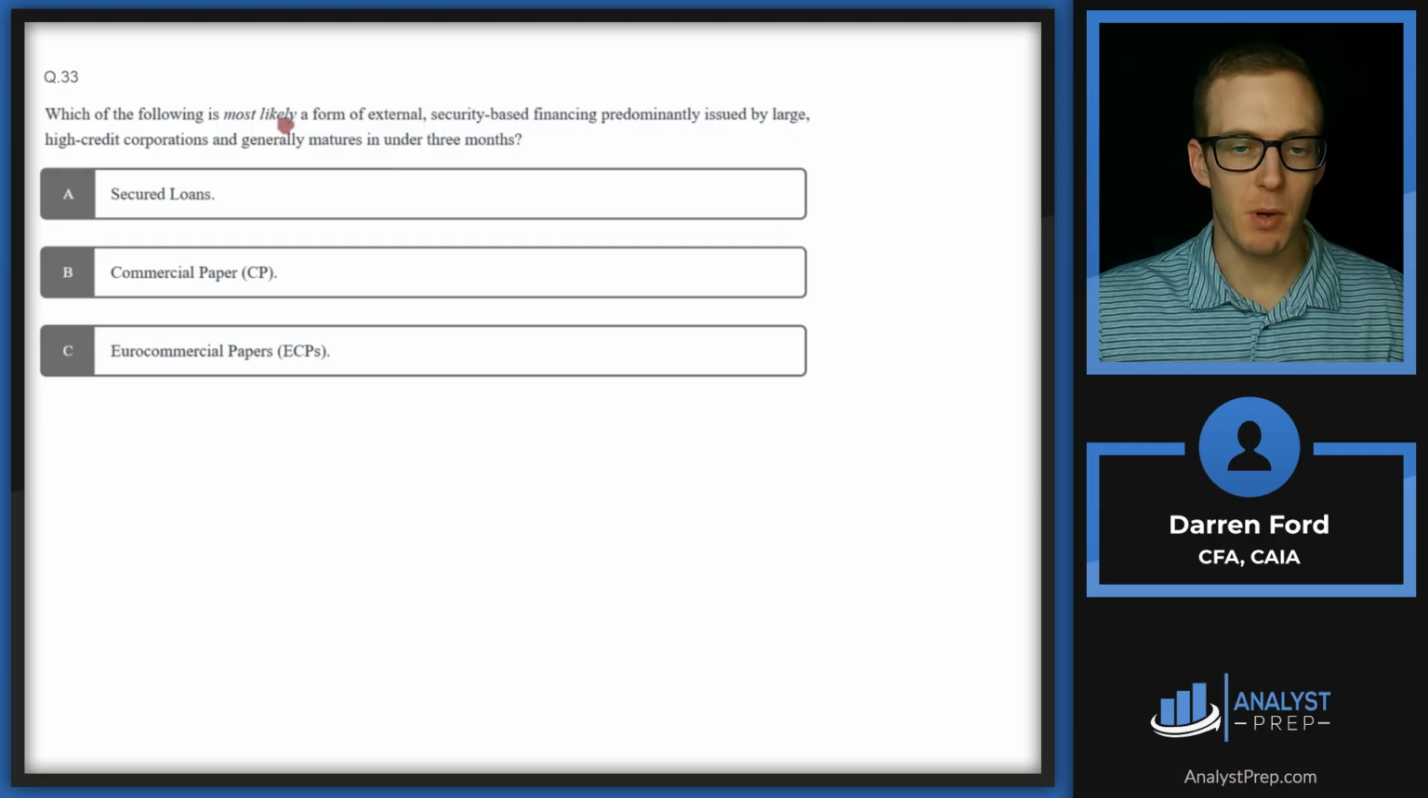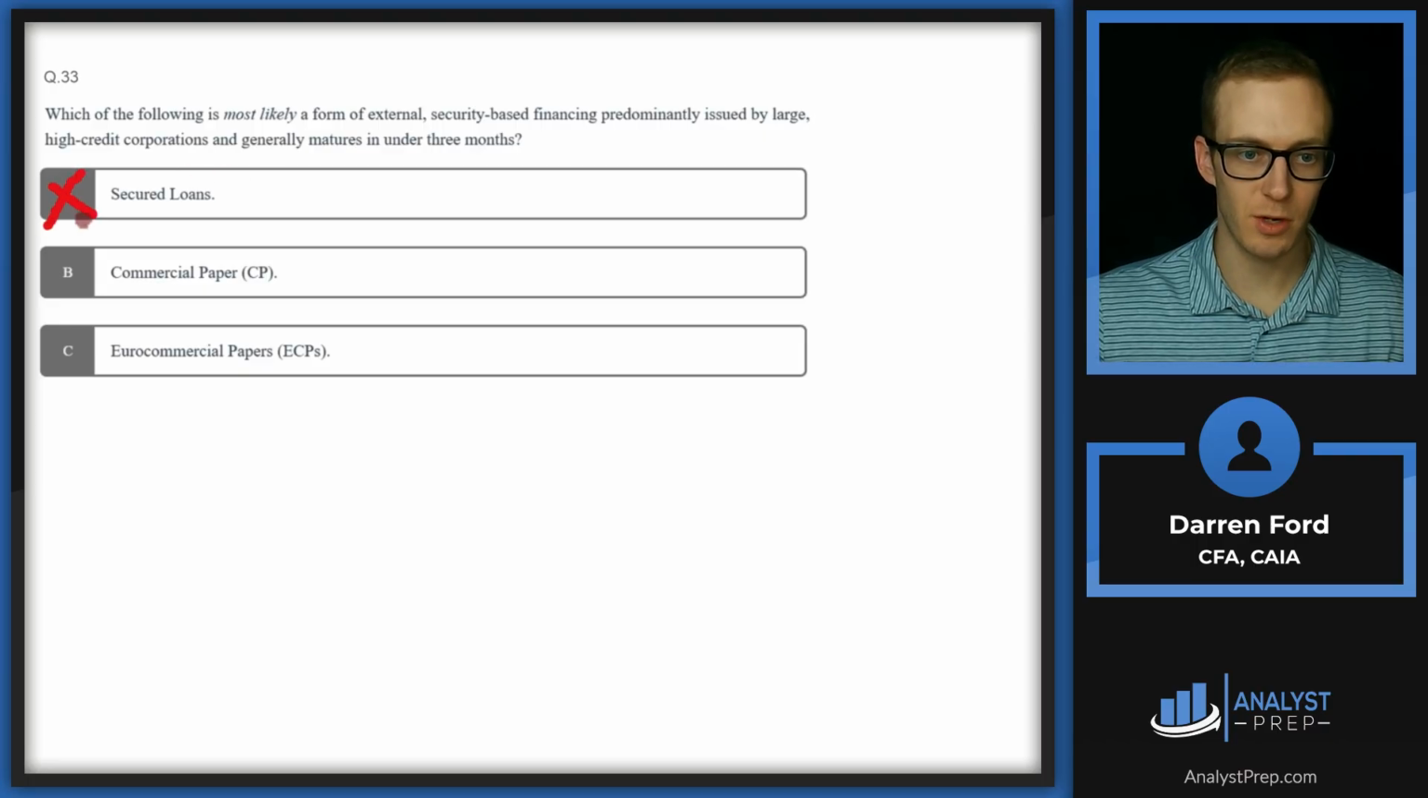Which of the following is most likely a form of external security-based financing predominantly issued by large, high credit corporations and generally matures in under 3 months? Is that going to be secured loan? It will not be a secured loan. Secured loans are typically going to be longer than this 3-month time period, and they're going to be secured by some type of collateral.